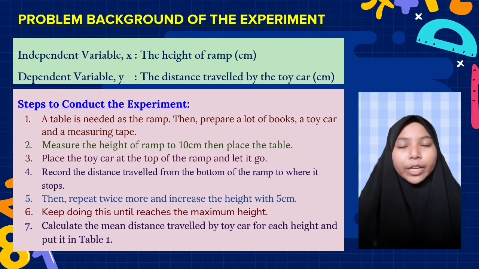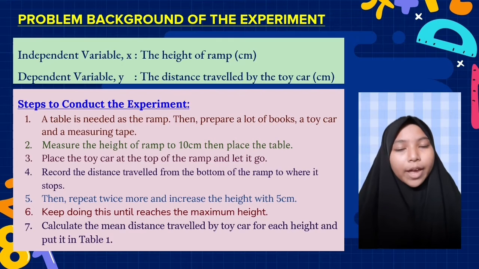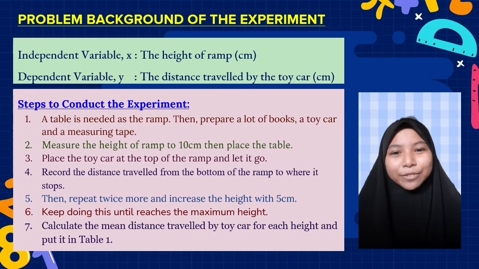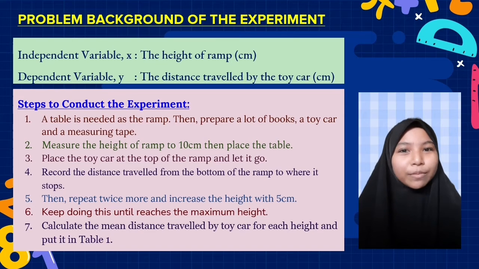I will continue with the problem background of the experiment. In this experiment, there are two variables, the independent variable x and the dependent variable y. The dependent variable y is the distance traveled by the toy car beyond the ramp, and the independent variable x is the height of the ramp in centimeters. The purpose of this experiment is to investigate the motion of the toy car.